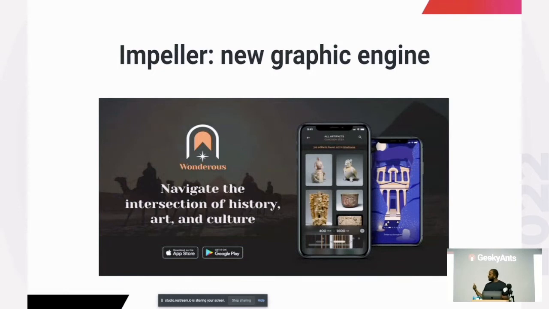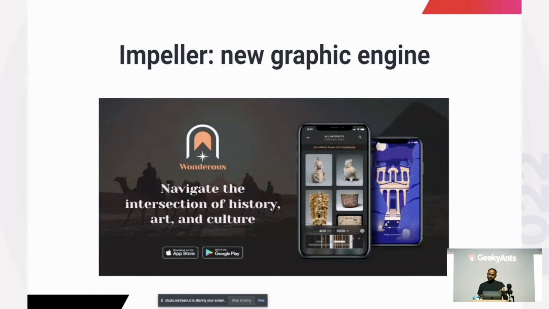Now the question is, why is there a need for an Impeller? They took that decision around a year back. I think all Flutter developers are aware of the weird iOS jank issues, right? For the first time, when you are loading the app, you will see a slight jank in the frame.